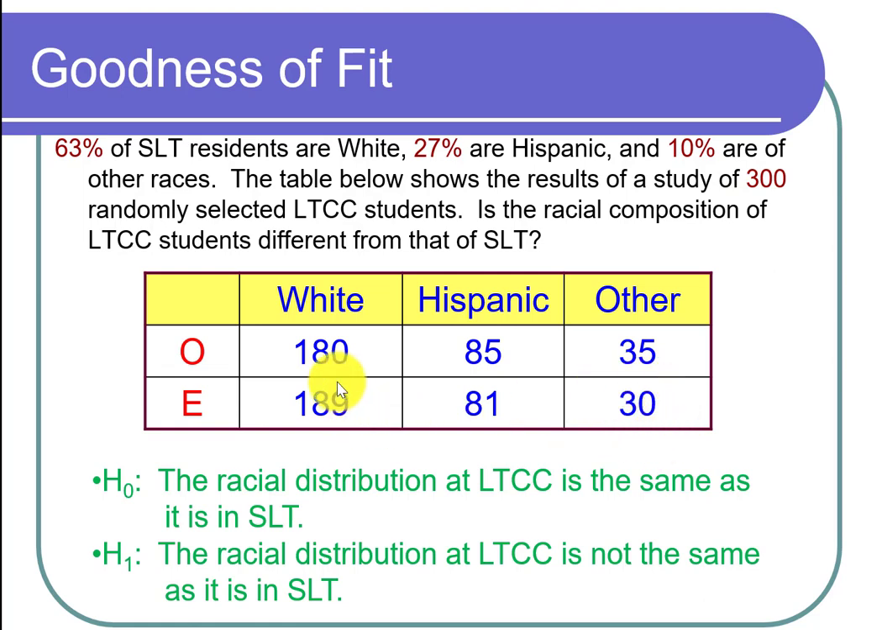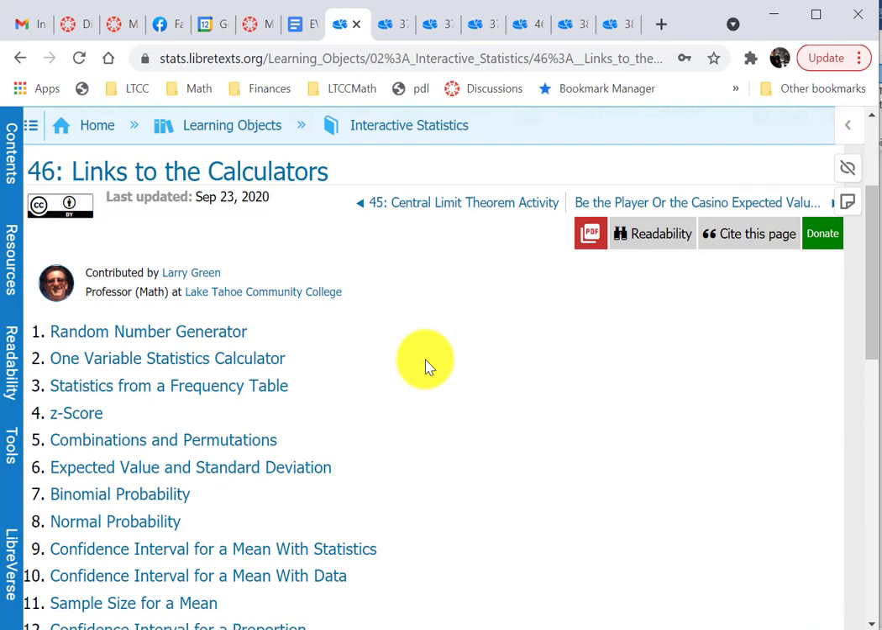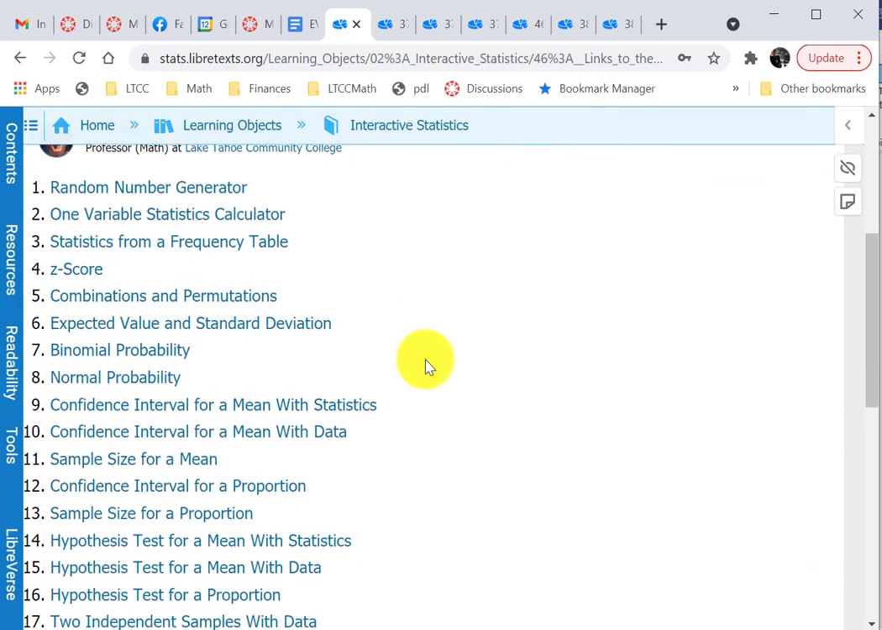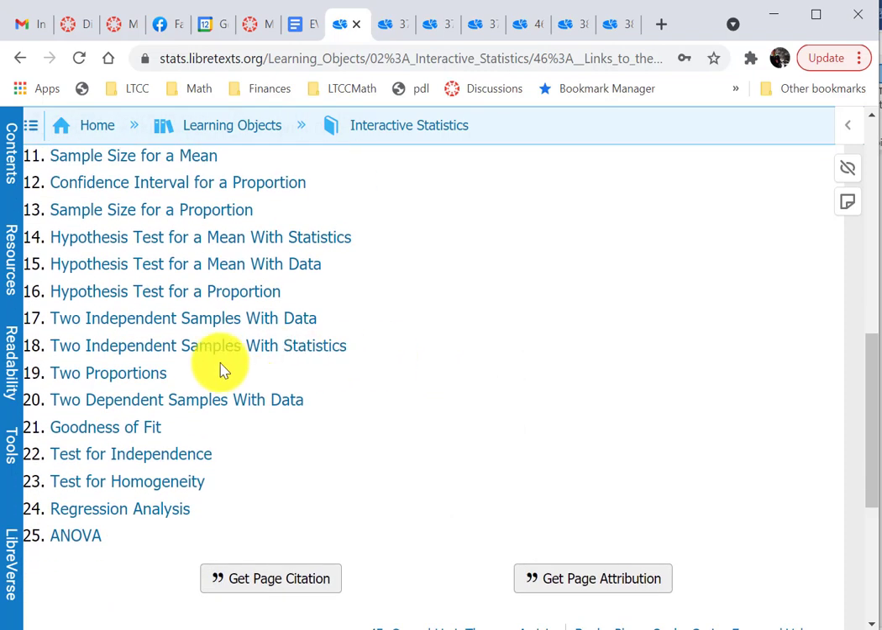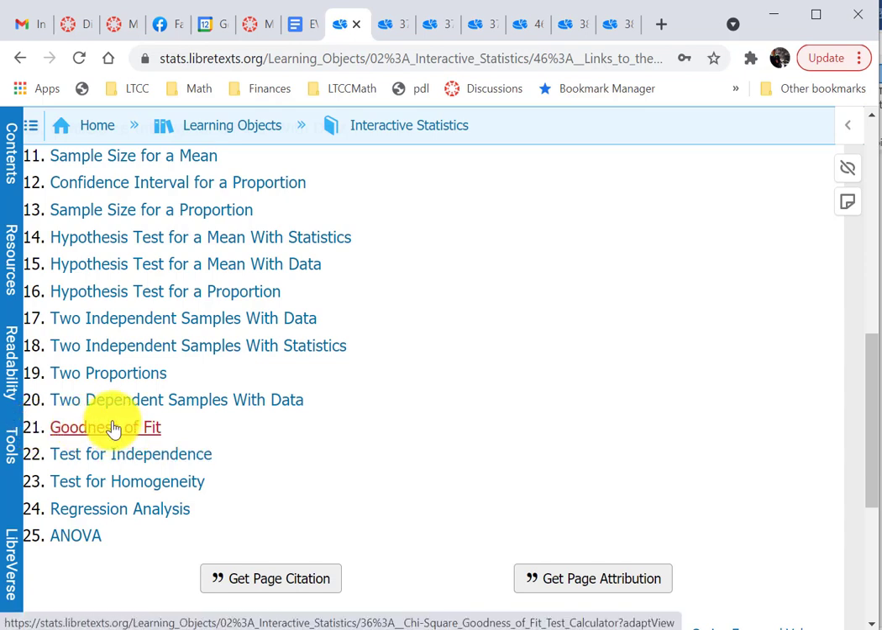So now that we have our observed and our expected, we have our H0, we have our H1, and we know that we want to use a goodness of fit test. Hopefully you're all used to this by now. We go to a calculator. So let's go do that. So here's the calculator, and we're towards the end of the course. So I'm going to scroll almost to the very bottom. And notice goodness of fit. I want to do a goodness of fit test, so I click on goodness of fit.